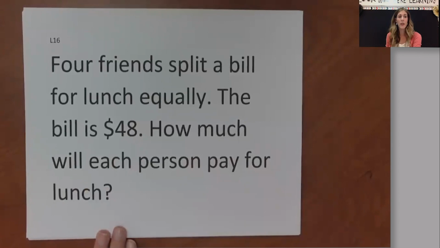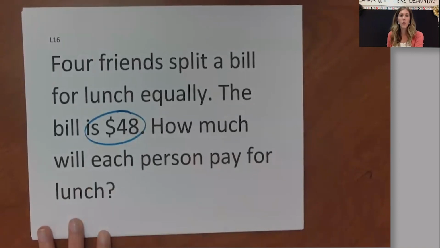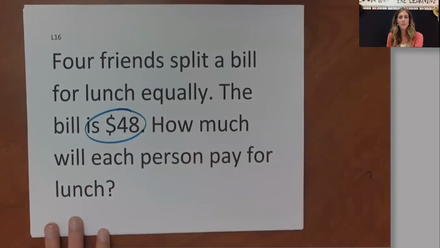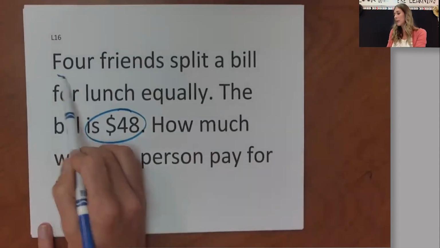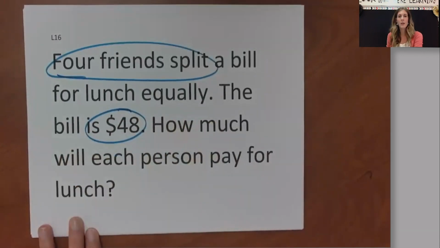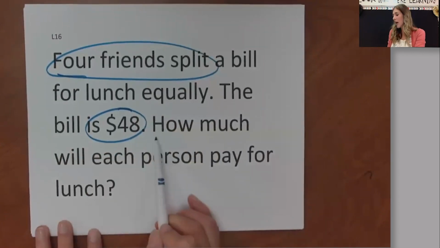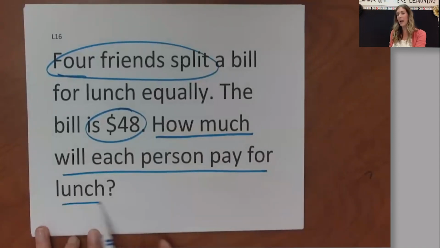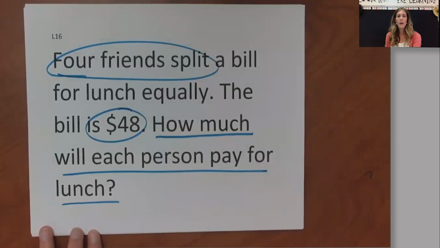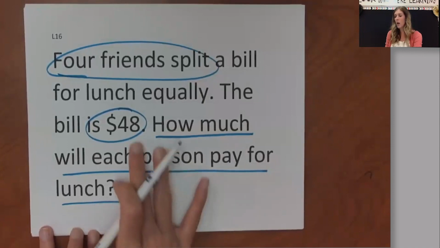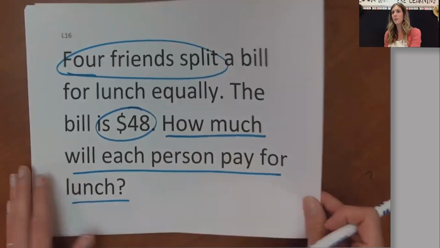So what information do we know? Correct, we know that the bill was $48. What else do we know? We know that they want to split it between 4 friends. So what is it that we're trying to figure out? Correct. We're trying to figure out how much each person will pay for lunch. So what operation could we use to figure this out? Are we going to add, subtract, multiply, divide? Very good. We're going to divide because we've got a total split into equal parts.